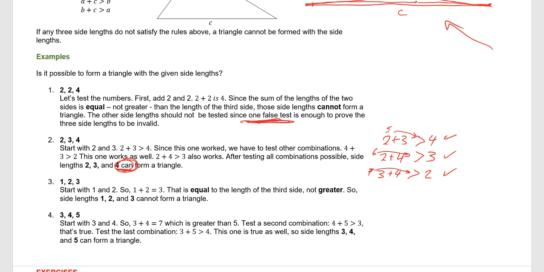Okay? 1, 2, 3. So 1 plus 2 is equal to 3, right? Which makes these not able to form a triangle. Okay, these side lengths cannot form a triangle. 3, 4, and 5. 3 plus 4 is 7, which is greater than 5. 3 plus 5 is 8, which is greater than 4. 4 plus 5 is 9, which is greater than 3. So these can form a triangle.